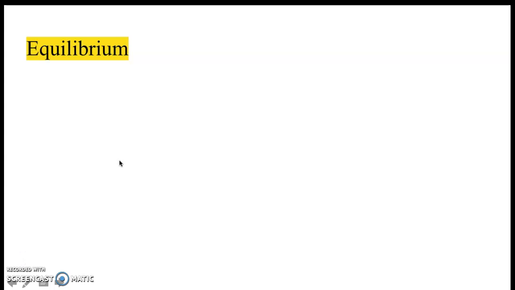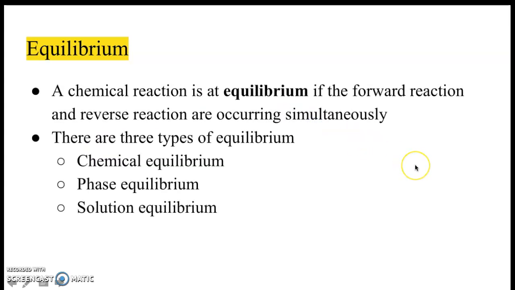Alright, so equilibrium, you have to have reversible reactions in order to have an equilibrium. But a chemical reaction is at equilibrium, or in a state of equilibrium, first when you have a forward and reverse reaction occurring simultaneously. And we're going to talk about the two conditions that also have to occur in a second. But there are three types of chemical equilibrium that we're going to talk about today. The first and most important being chemical equilibrium, the second being phase equilibrium, and the third being solution equilibrium.